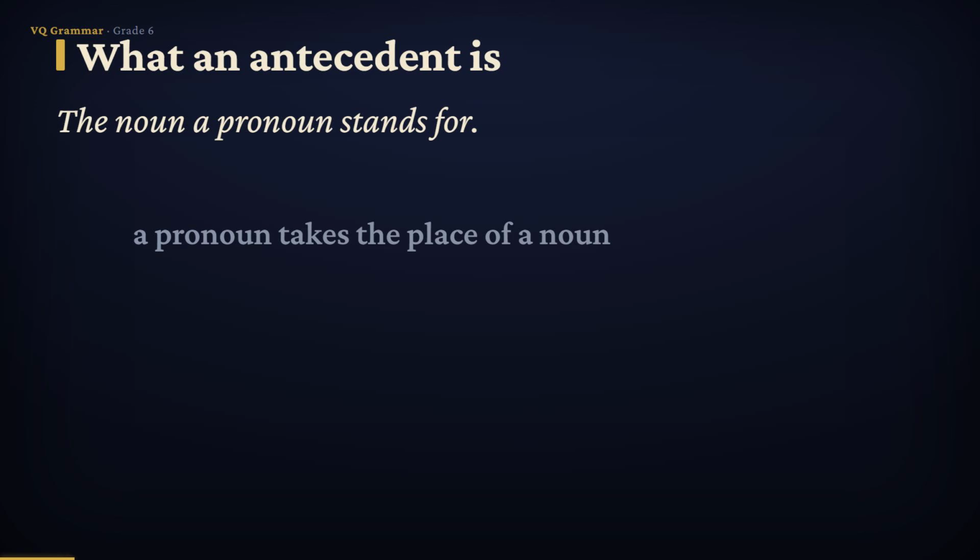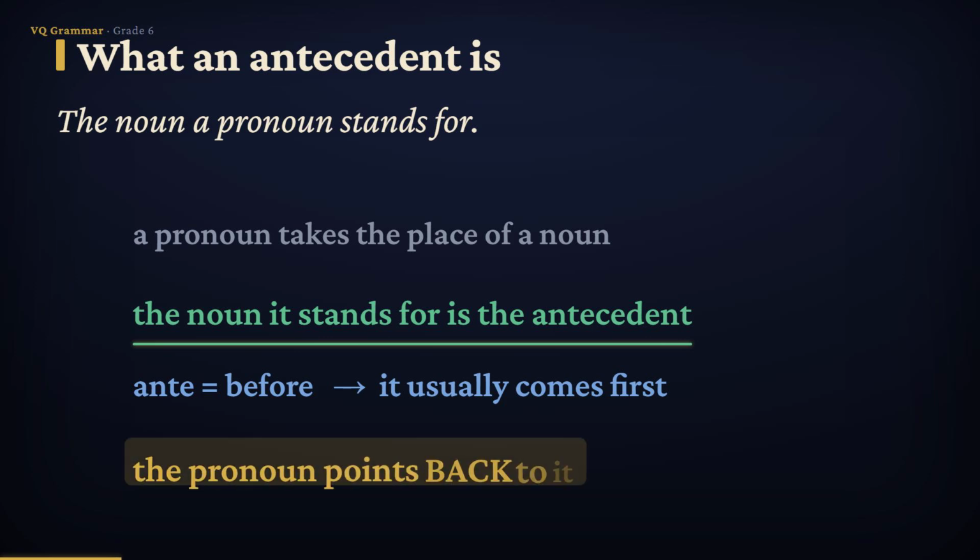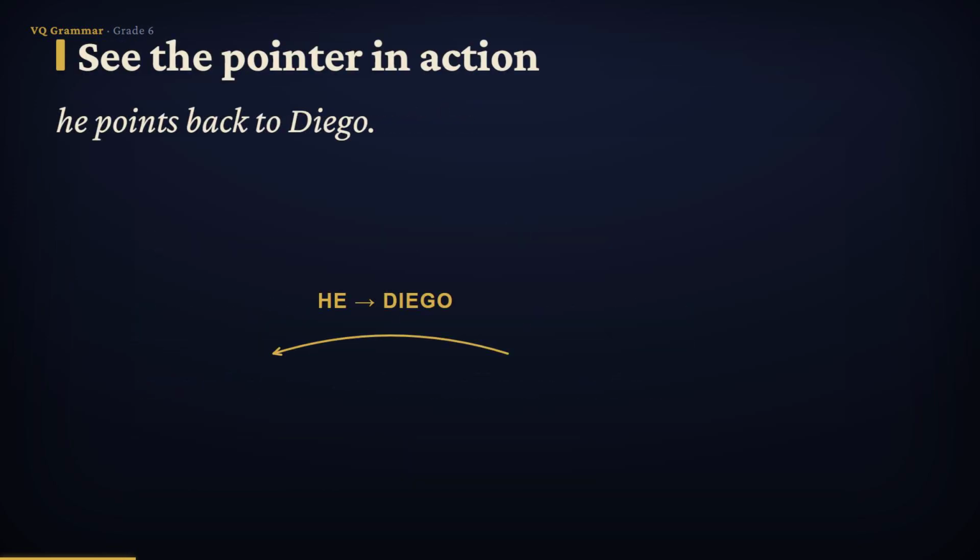You already know that a pronoun takes the place of a noun, so we don't have to repeat the same name over and over. Well, the noun that a pronoun stands for has a special name. It's called the antecedent. The word ante means before, and that's a great hint because the antecedent usually shows up first, and then the pronoun points back to it. Antecedent first, pronoun after. Let's watch one work.